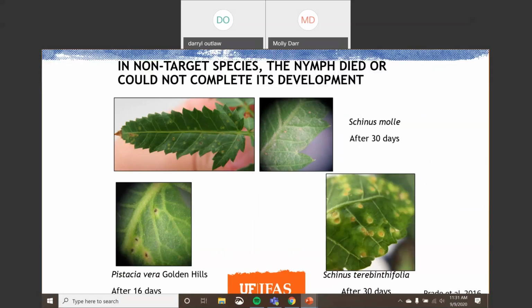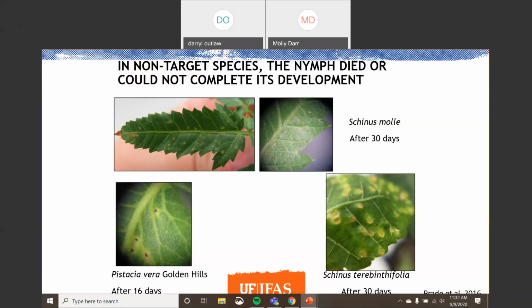So on the top, you have Schinus molle, which is Peruvian Peppertree, after 30 days. And you can see those dots in the middle of the leaves. Those are dead galls. So this is after 30 days. On the left-hand side, this is Pistacia vera. This is after 16 days. So these eggs did hatch. The crawlers came out and they tried to initiate galls, but all of the galls died.